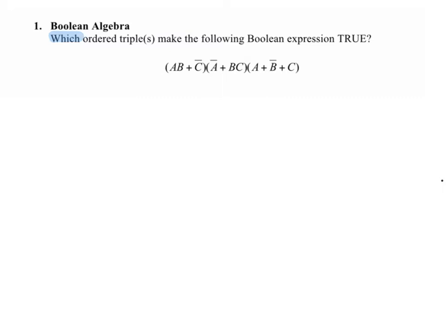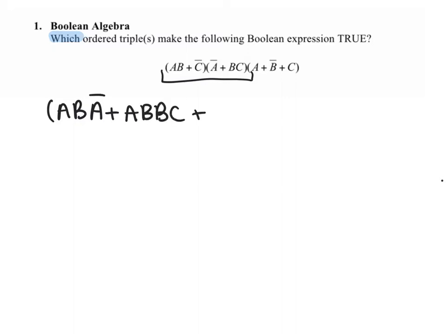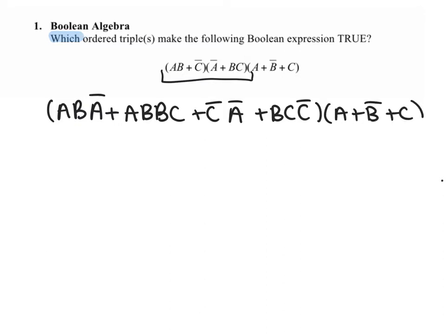So the first thing I'm going to do is multiply out these first two groups of terms. And what you're going to get is AB times not A plus AB, B, C plus not C times not A plus B, C times not C, and then all of that is times A plus not B plus C. Now using our rules that we learned before, we can simplify some of these terms.